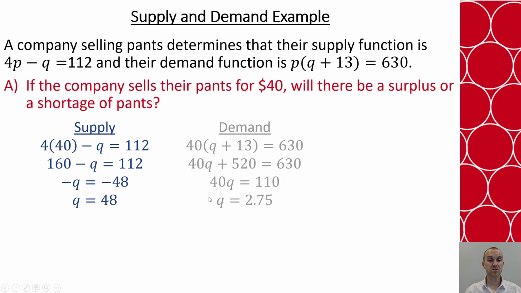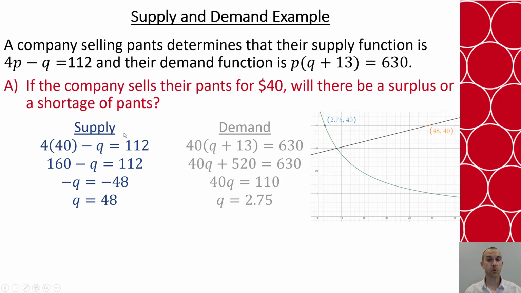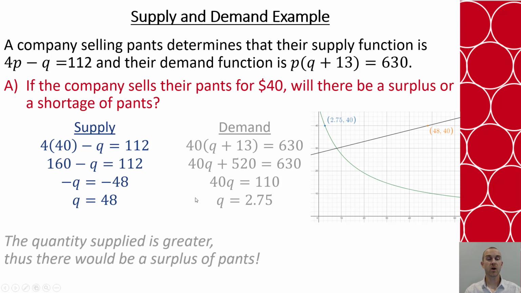Now I look at those two values and say, wow, 48 is much higher, so the supply has a higher quantity. And if I graphed it, what I would see is that the supply function's quantity is much further to the right. Since the supply quantity is greater, that means there's a surplus of pants. In other words, charging $40 is too much. People aren't going to buy them. So you're not going to be able to sell them. You're going to have more left in your warehouse.